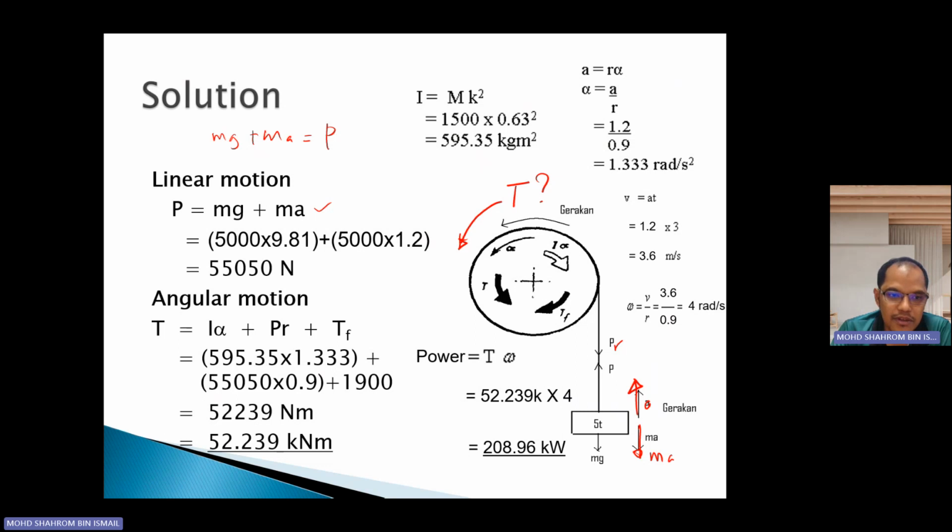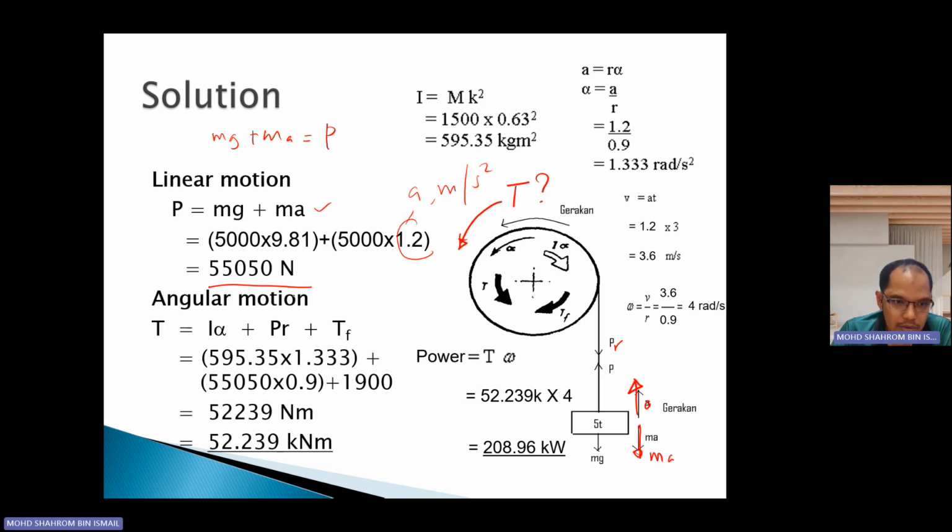Then you insert all the values into the equation. 5 ton is equivalent to 5,000 kilogram, and then you multiply by gravity, which is 9.81, and then you add 5 ton multiplied by acceleration, which is 1.2 meter per second squared. Then you manage to get the load to be around 55,050 Newton.